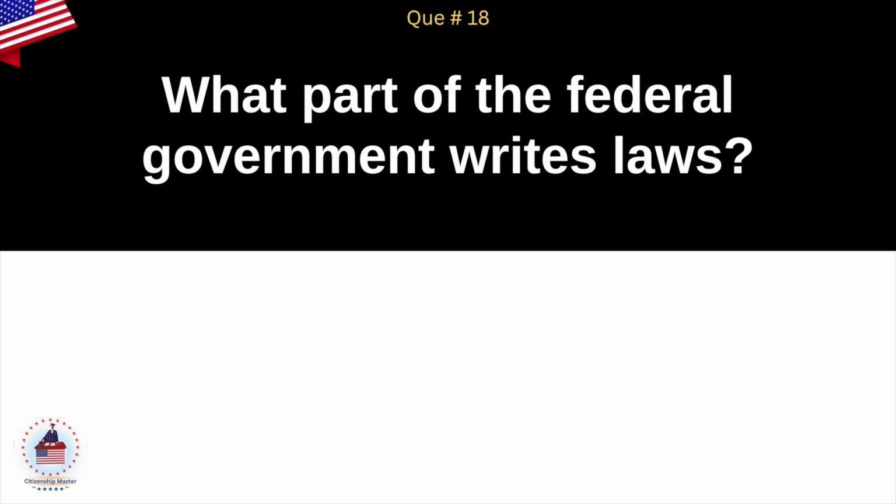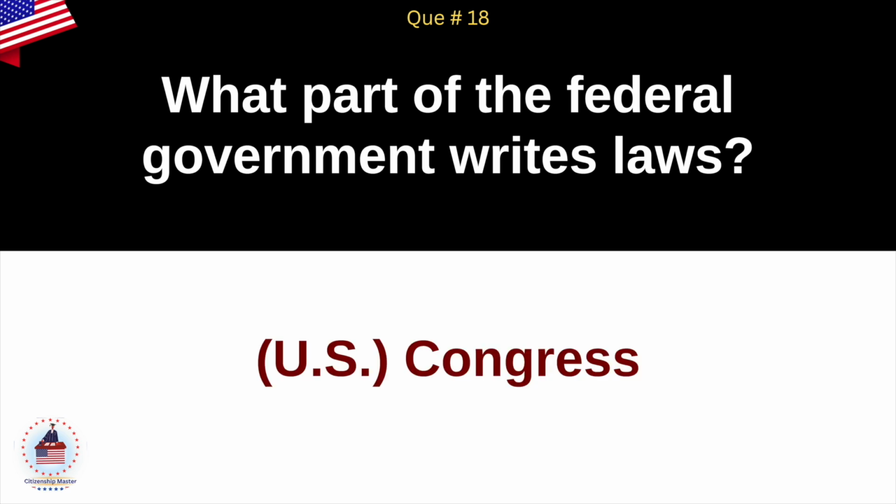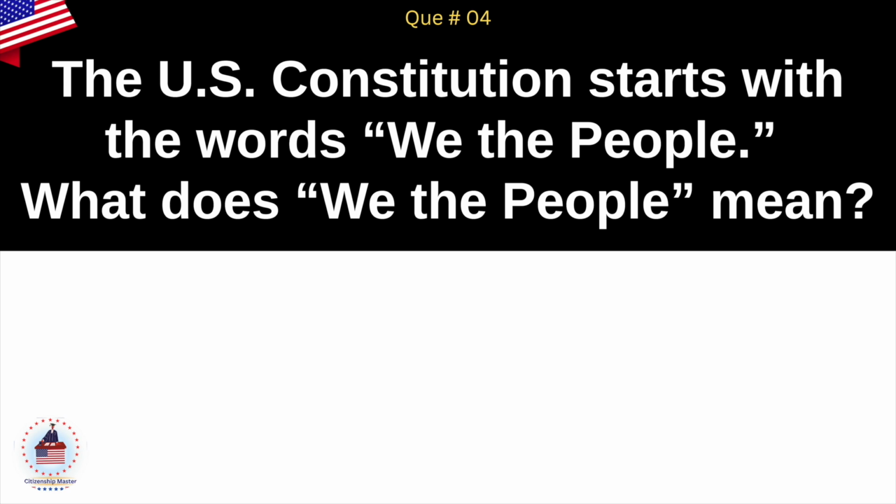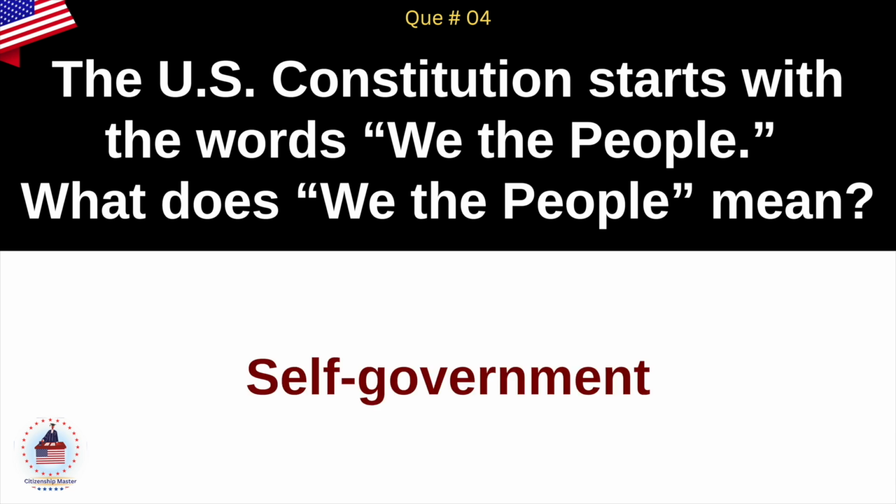What part of the federal government writes laws? U.S. Congress. The U.S. Constitution starts with the words, "We the people." What does "we the people" mean? Self-government.